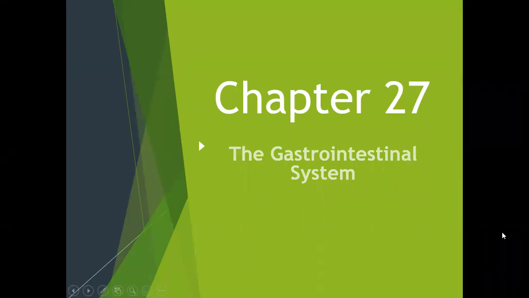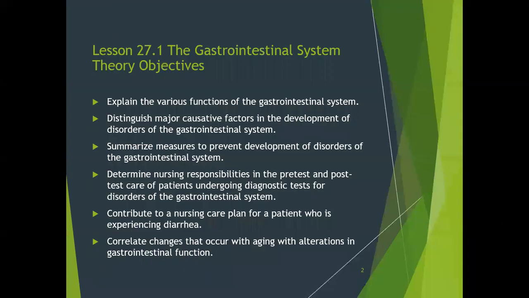Chapter 27, the gastrointestinal system. Lesson 27.1, the GI system theory objectives. Explain the various functions of the GI system.